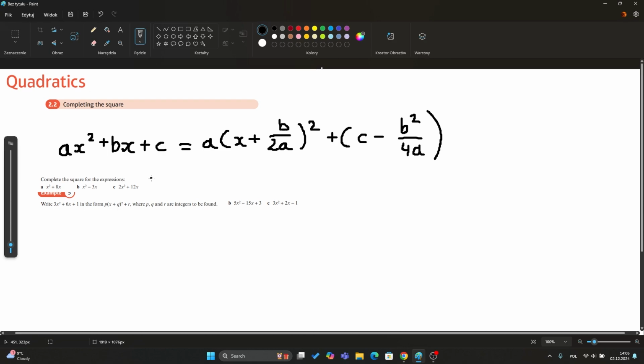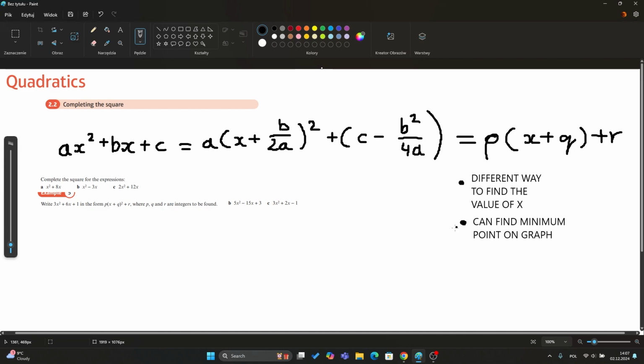Now, if you have ax squared plus bx plus c, we can get the following quadratic in the form of p(x plus q) squared plus r. Now, why do we want to do that? This is a different way to find the value of x, but also later on we can see how completing the square helps us with finding the minimum or maximum point on the graph.